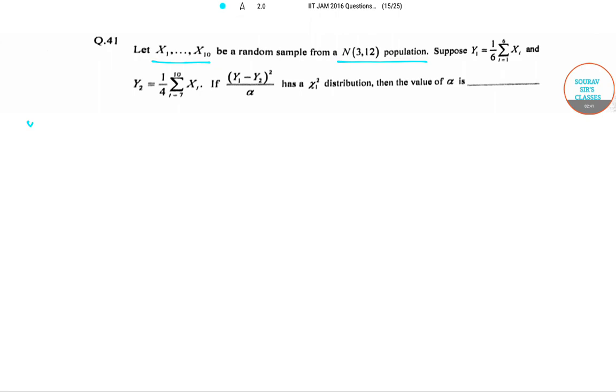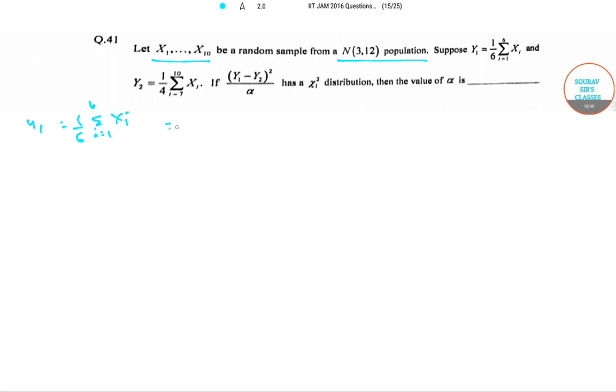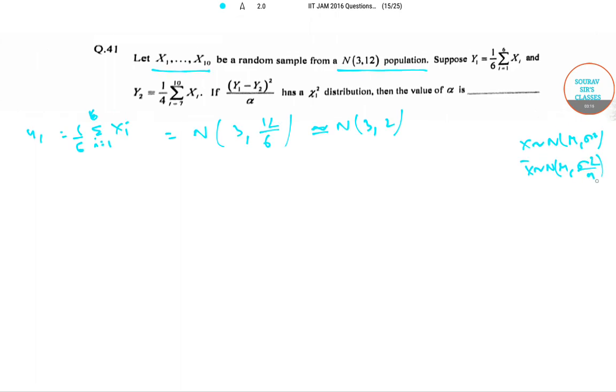So now y1, which is 1 by 6 summation xi where i ranges from 1 to 6, would be following a normal 3, 12 by 6 distribution, that is normal 3, 2 distribution. Since if x follows normal mu, sigma squared, x bar follows normal mu, sigma squared by n. From here we get this result.